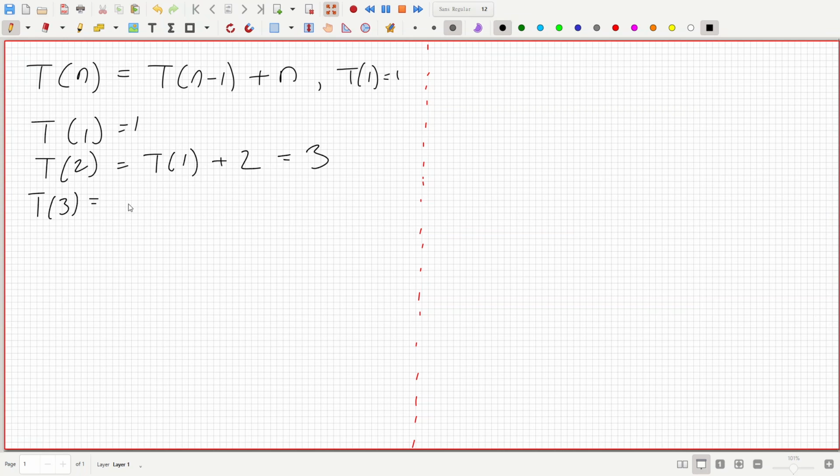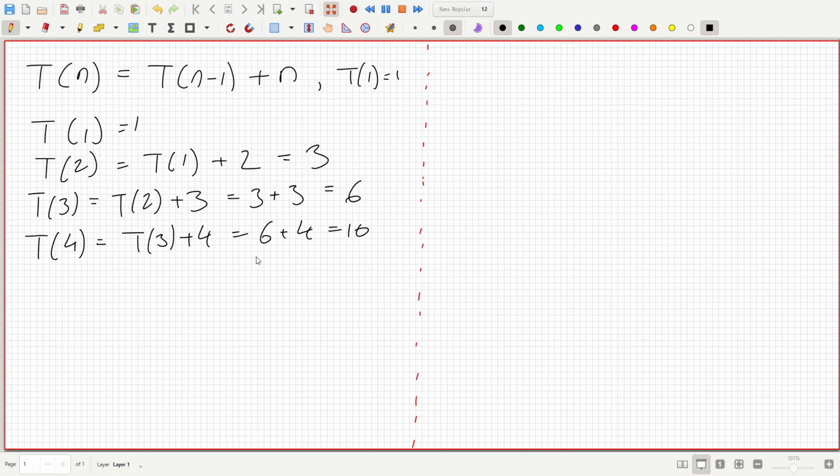T3 is T2 plus 3, which is 3 plus 3, which is 6. T4 is T3 plus 4, which is 6 plus 4, which is 10. T5 is T4 plus 5, which is 10 plus 5, which is 15. That's actually enough forward because we can see a pattern.